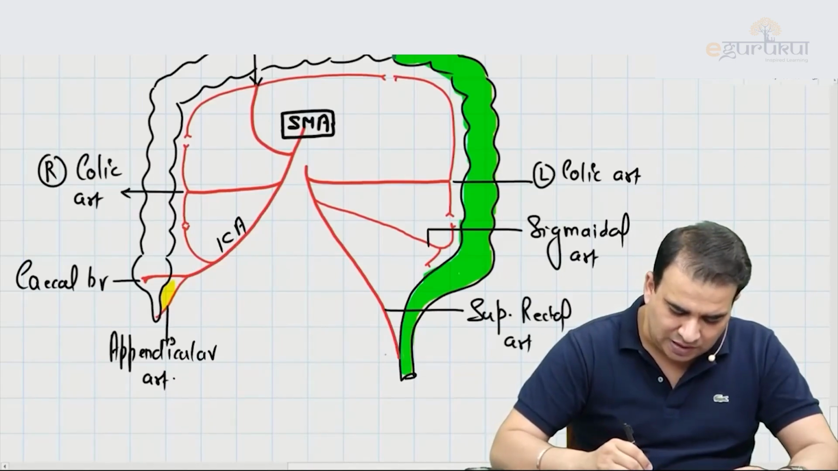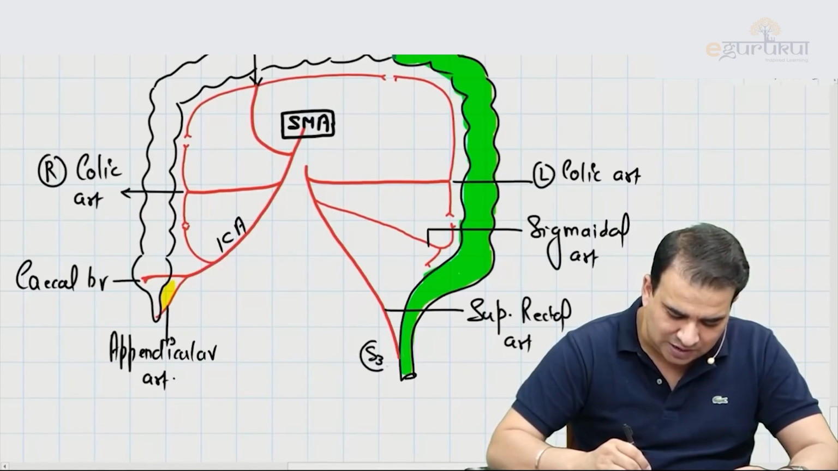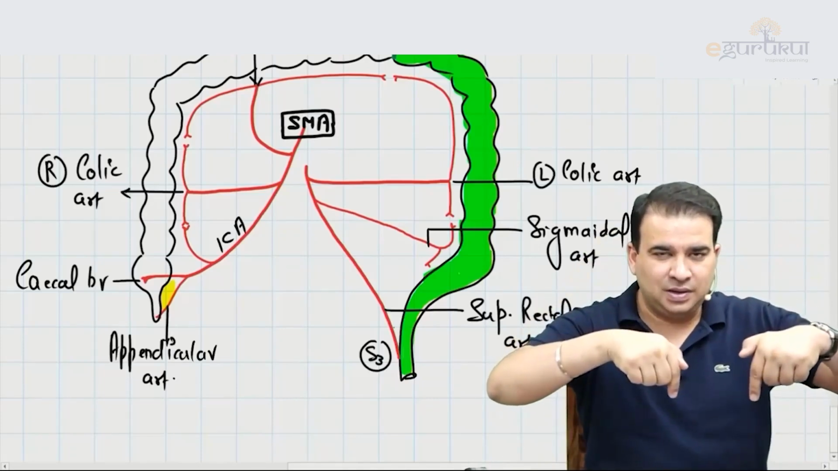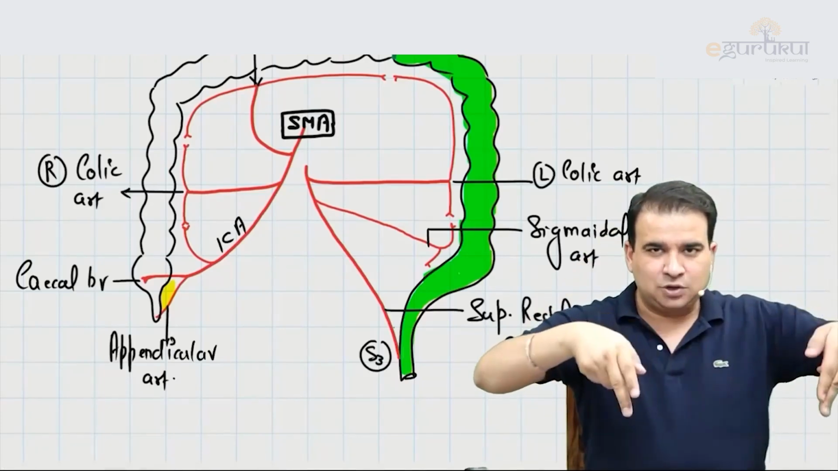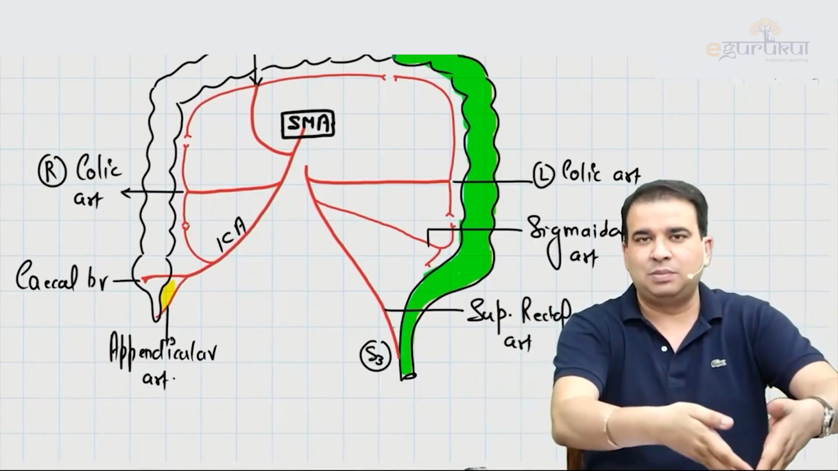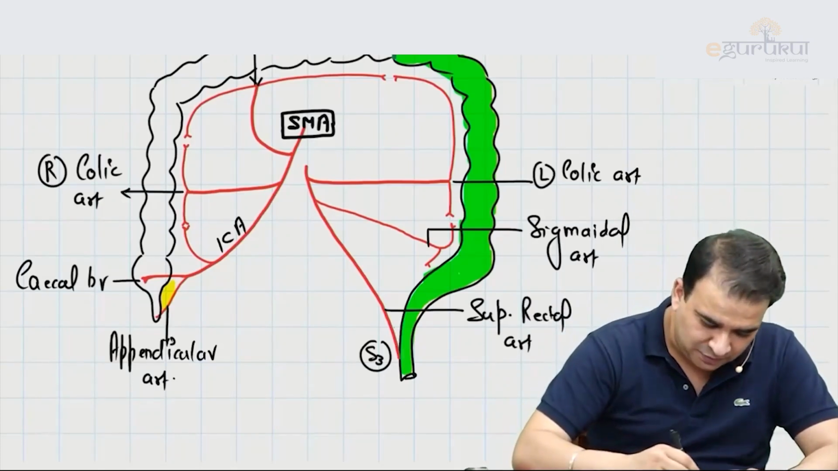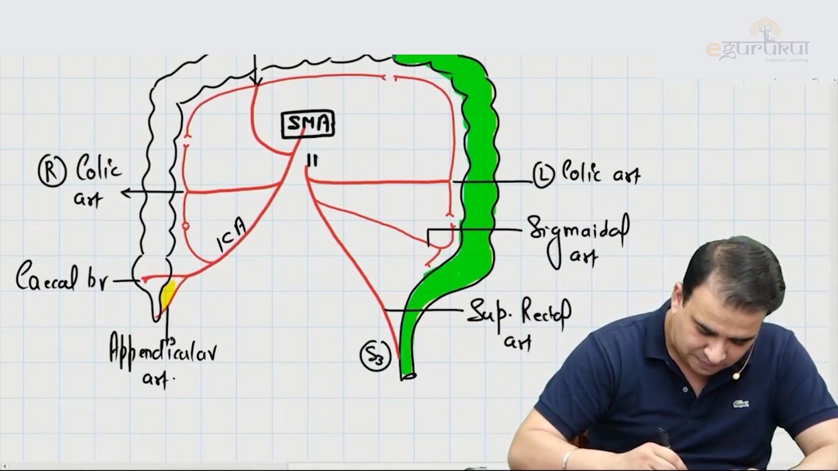You will see the superior rectal artery going till the S3 level, and then it actually enters into the rectum. It goes to the level of S3, and then it divides on both sides, and then it goes to the muscular wall of the rectum and supplies it. This is the inferior mesenteric artery.